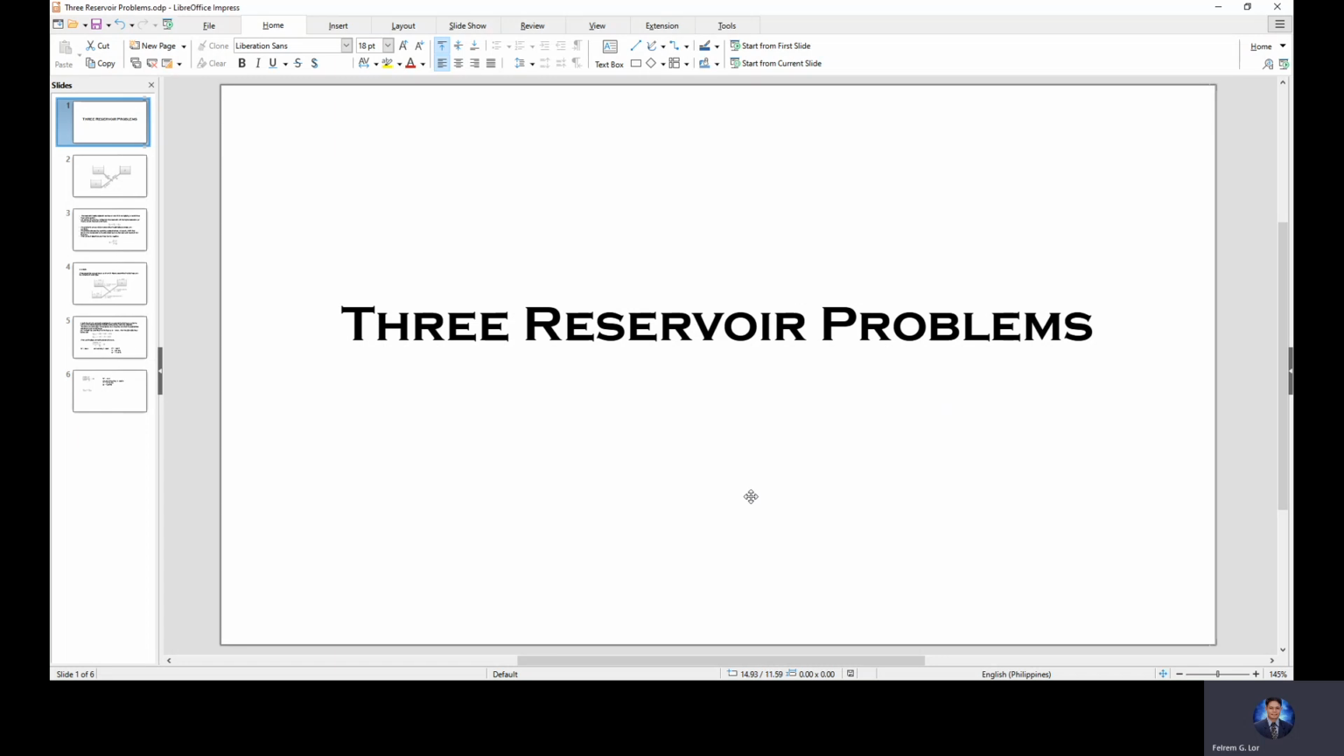Three reservoir problems are practical problems encountered by almost all water planners. The term reservoir is supposedly a tank, but it can be attributed to any water source. It can be a spring or any different water source that has a particular elevation. So we will just represent the actual condition by this diagram.